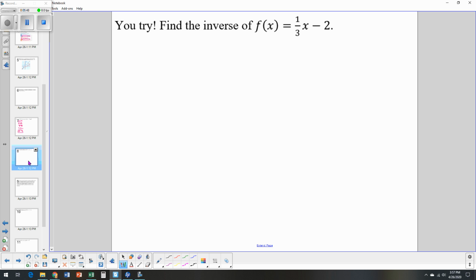So you go ahead and try this one. We want to find the inverse of f of x equals 1/3 x minus 2. Pause and unpause when you're ready. So we should have had as a final answer y equals 3x plus 6. Make sure you distribute that 3 to everything once you multiply both sides by 3.